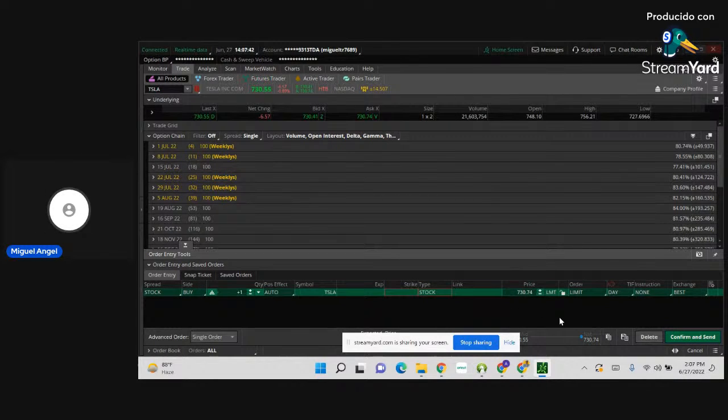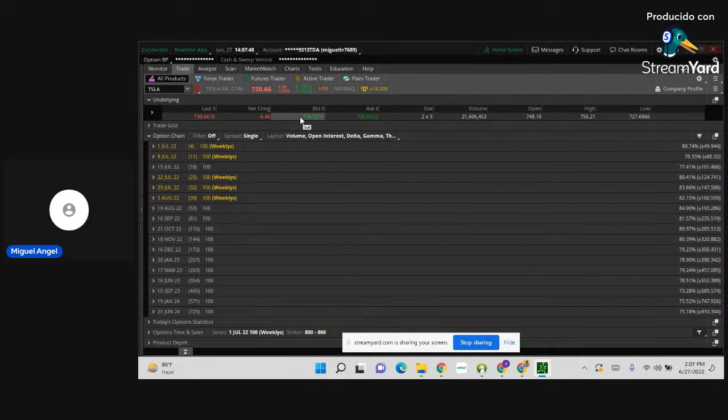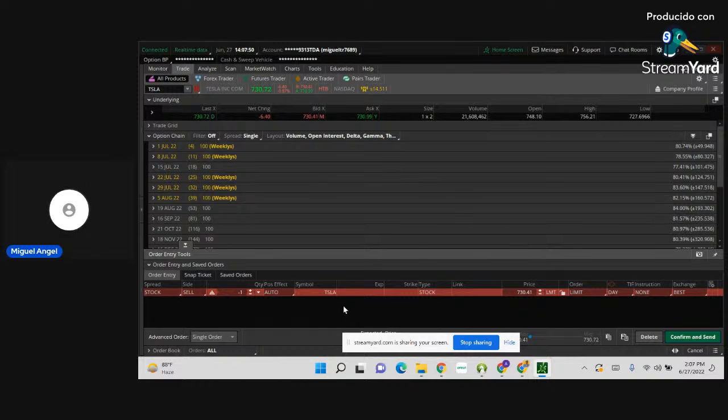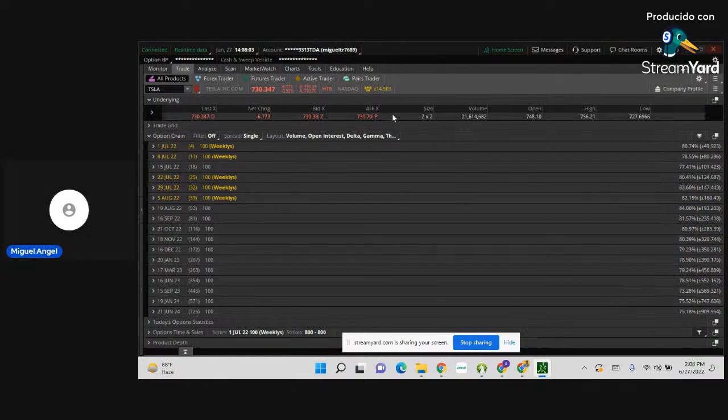But let's say that I already have a few shares and I want to sell them. I can click here on the bid. And let's say that I already have one share of Tesla. I can click here if I want to sell it. So this is the easiest way to buy or sell stocks. But for options, we'll be using the option chain.